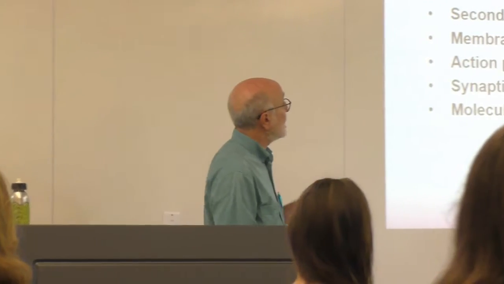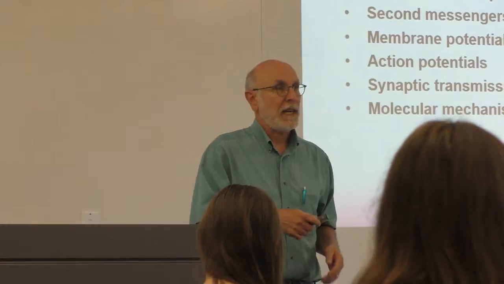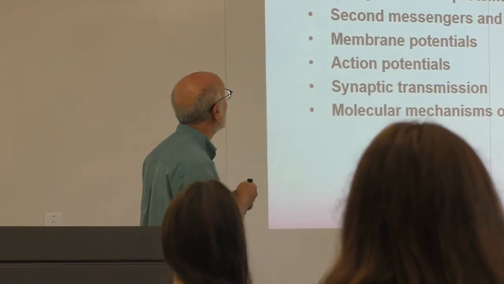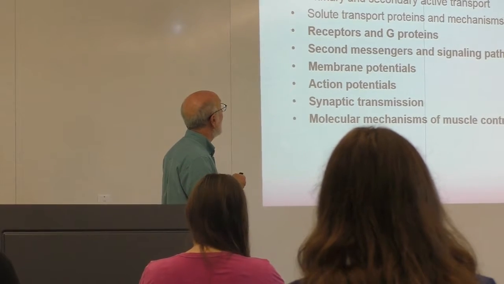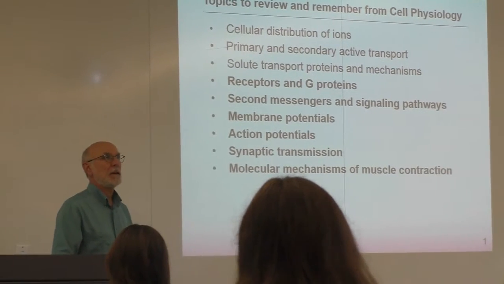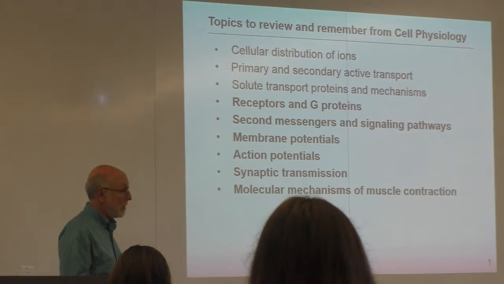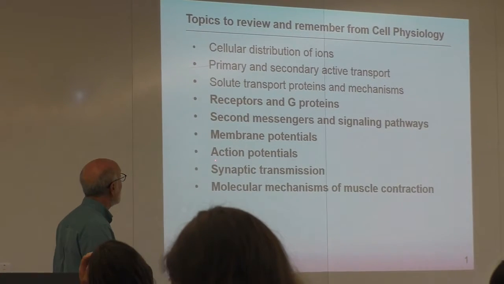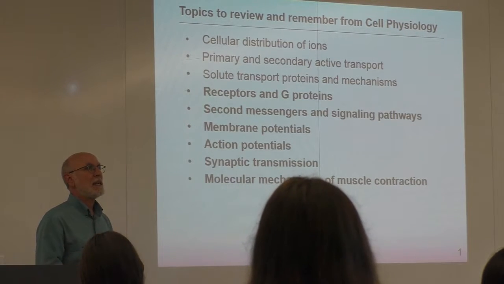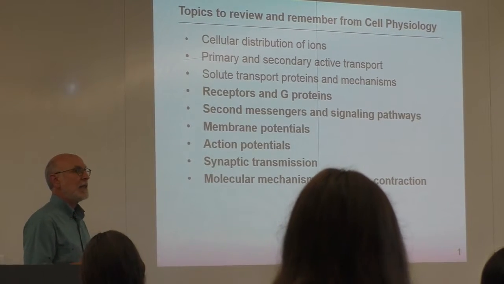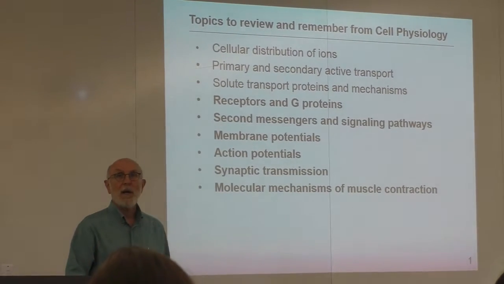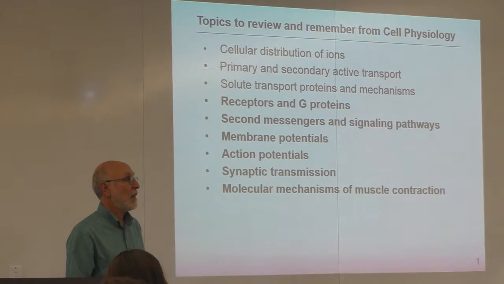Today we're going to continue this whirlwind tour of the key concepts from cell physiology. So last week we talked about ions and primary and secondary active transport and some of the transport mechanisms. We'll do a little bit more of that right now, and then turn our attention to some really important concepts: receptors, second messengers, signaling pathways. These are things that many of you had in great detail in A&P1. All of you had in some detail in cell physiology.